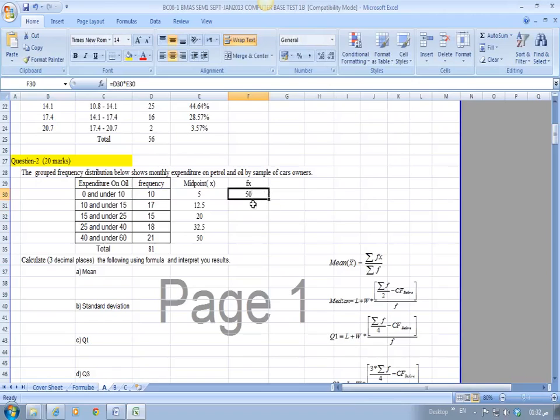After it, check the first one to see if it is right. 10 multiplied by 5 is 50. Then you drag this one down until here. So here you will find the multiplication of the first one, 10 by 5, 17 by 12.5, 15 by 20 is 300, and so on. These are fx. That means we need the total of all this fx. So the total of fx here.